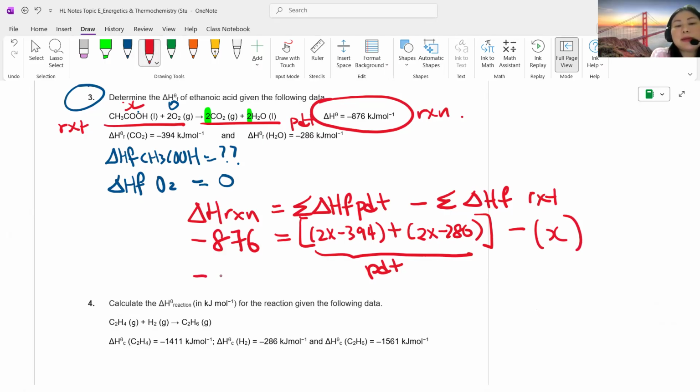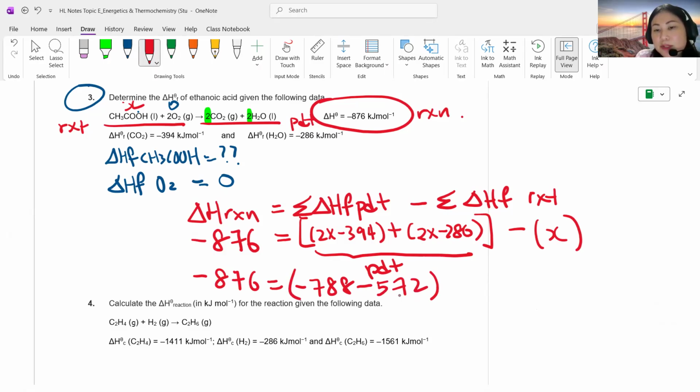If I rearrange, I'll get minus 876 equals minus 394 times 2. Let's work it out. Minus 394 times 2 gives minus 788. Then minus 286 times 2 gives minus 572. So minus 788 minus 572 is the sum of the products, right? So I need to sum them up. Minus 788 minus 572, I'll get minus 1360. Okay, that is my product minus X.